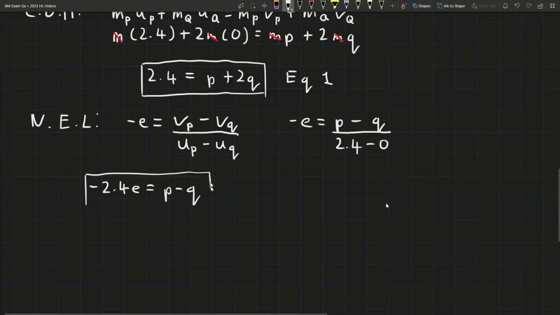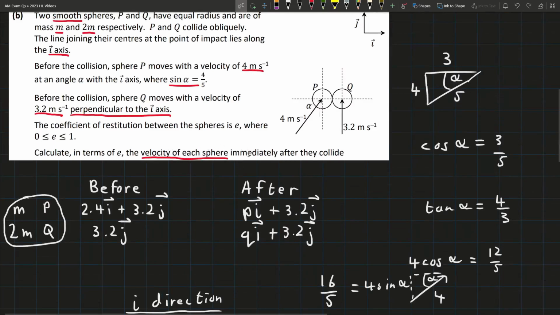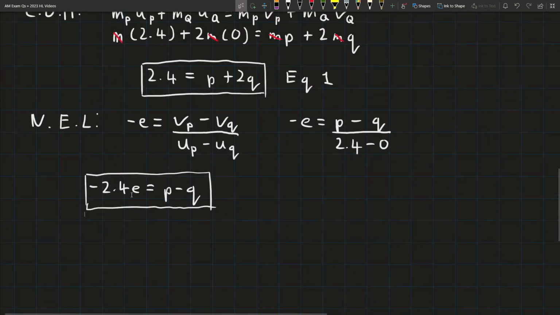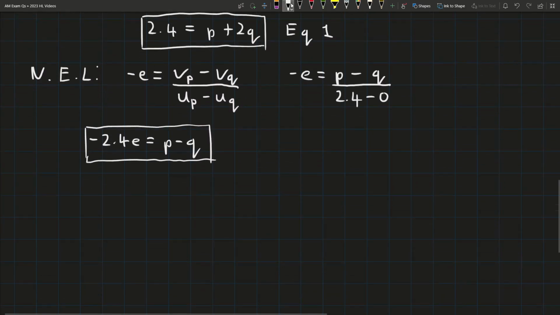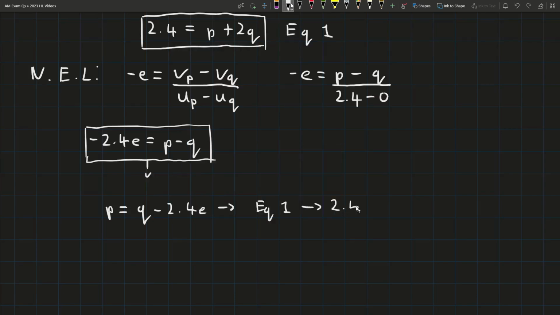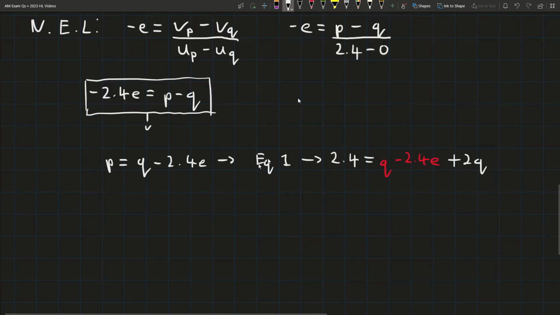So now we just need to solve these two equations simultaneously to get an expression for the velocity of each sphere after they collide in terms of E. We can do that because we have E here and we have P and Q in both. So let's isolate P in this one. We could say that P equals Q minus 2.4e, and let's put this into equation 1. So now we have that 2.4 equals P, and P is just Q minus 2.4e, then we're just doing plus 2Q. So we can bring the 2.4e to the other side, and Q plus 2Q is 3Q. The 3Q equals 2.4 plus 2.4e.